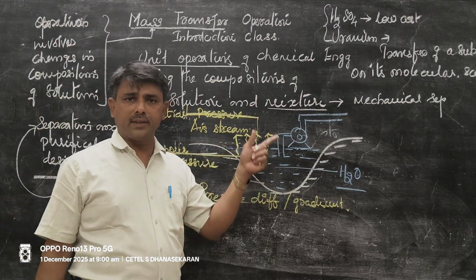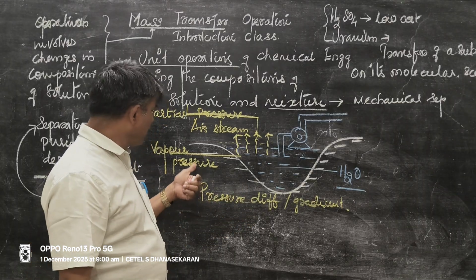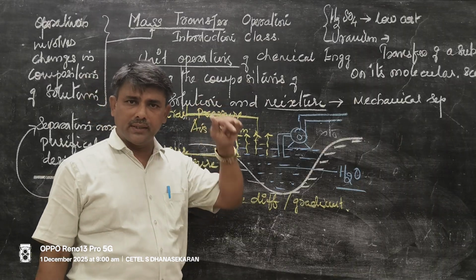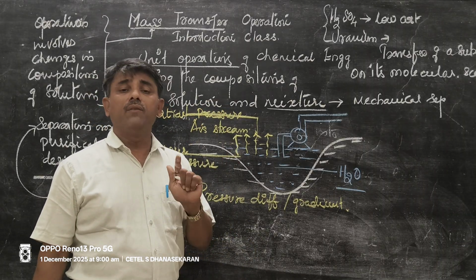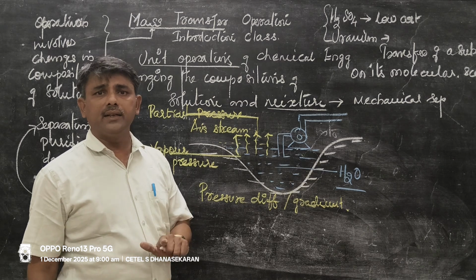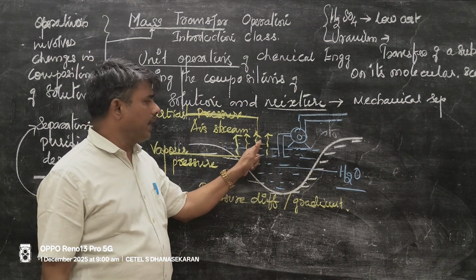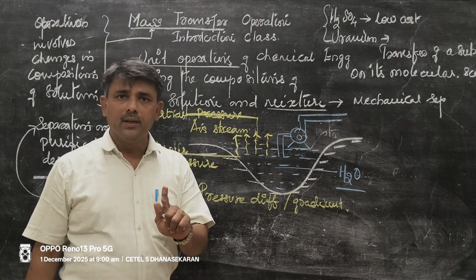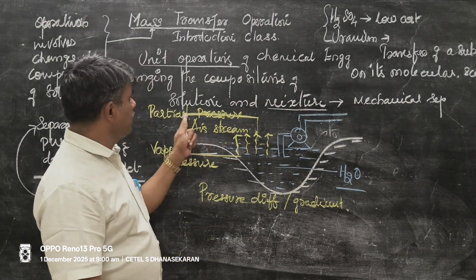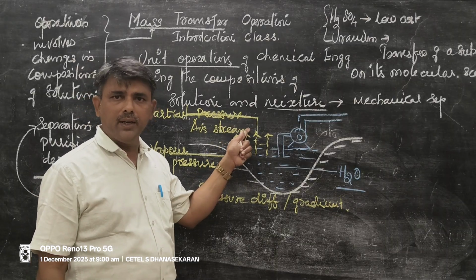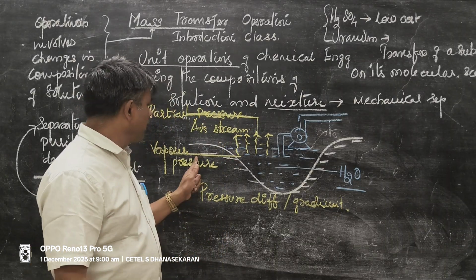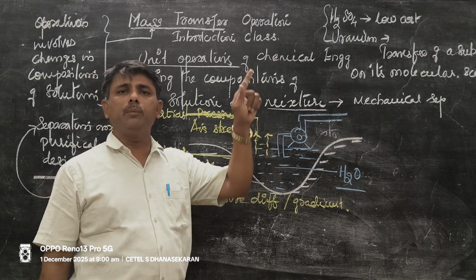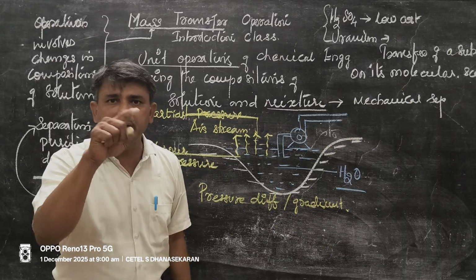When the partial pressure of water vapor present in the air is less than the vapor pressure of liquid water, then the water will evaporate into the air and diffuse into the main portion of the air stream. Are you clear? Evaporation happens when the partial pressure of water vapor present in the atmosphere is less than the vapor pressure of liquid water. So pressure difference is a must.